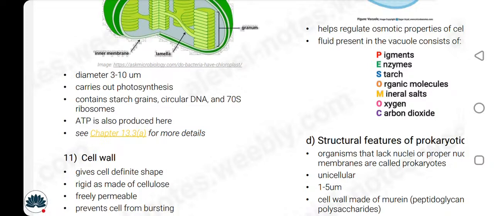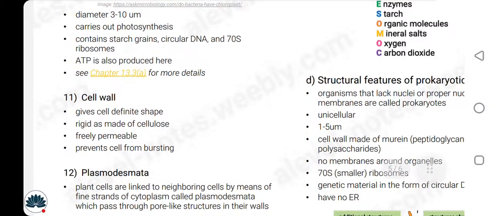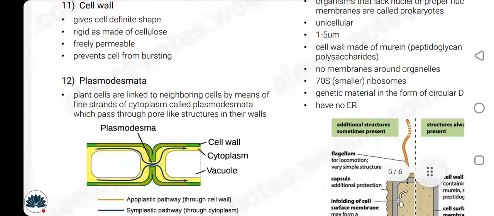Okay, so in the chloroplast, what is the function of the cell wall? It gives the cell a definite shape and rigidity, and is made of cellulose. So cell walls in eukaryotes are made of cellulose, but in prokaryotes they are made of something else, which we have been learning in this video. The cell wall is freely permeable, while the cell membrane is partially permeable. It prevents the cell from bursting. And plasmodesmata were the region which continues one cytoplasm to another.